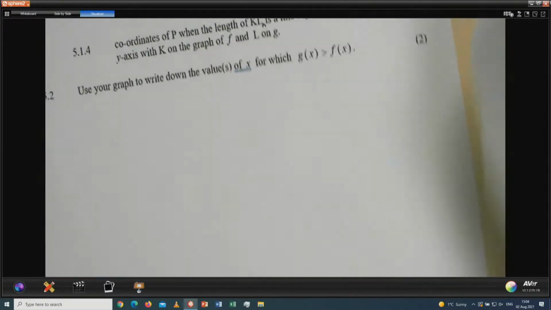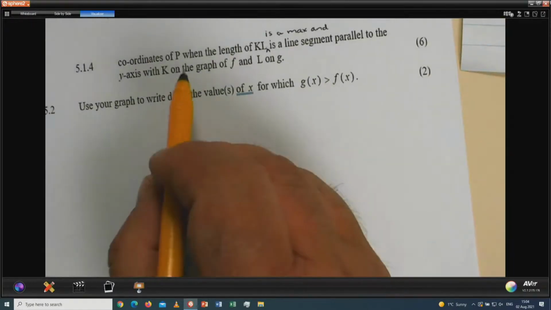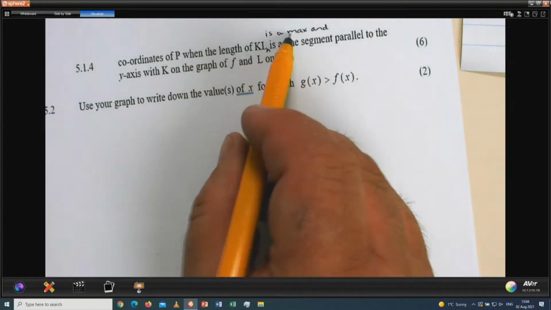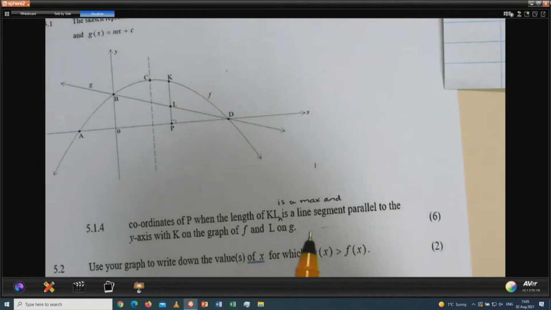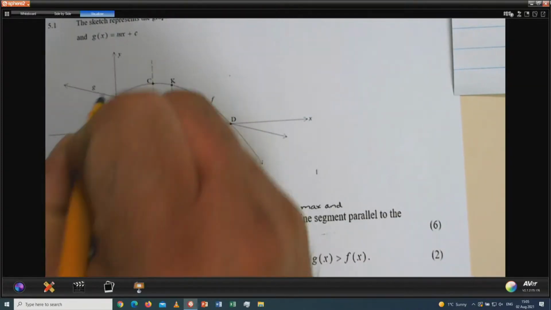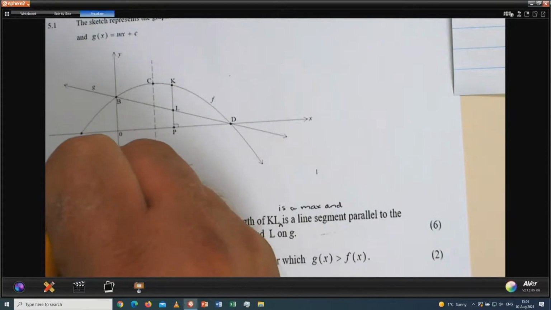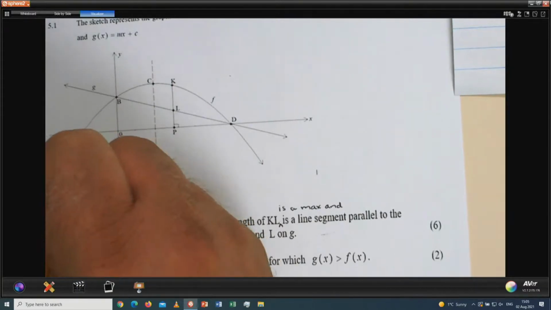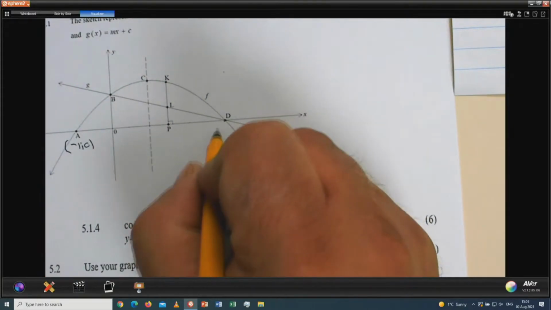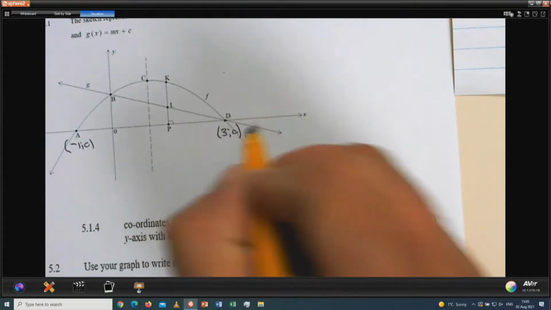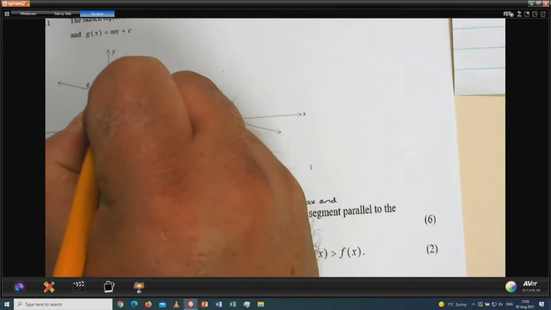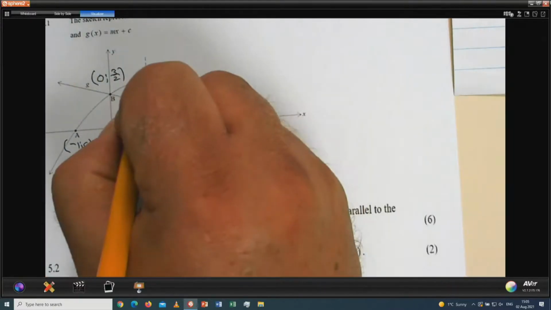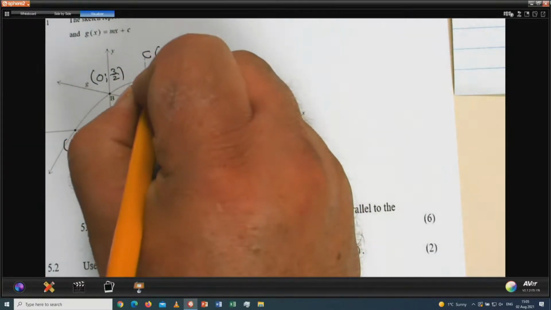Now, in this case here, they said find the coordinates of P where the length of KL is a maximum value. Right, let's quickly have a look at this. Now, let's quickly put in these values again. This is negative 1, 0. The D value here is 3, 0. This B value here is 0 and 3 over 2. And the coordinates of C here is 1, 2.